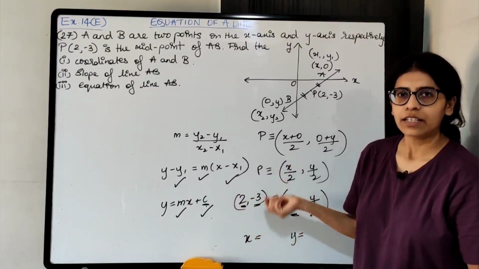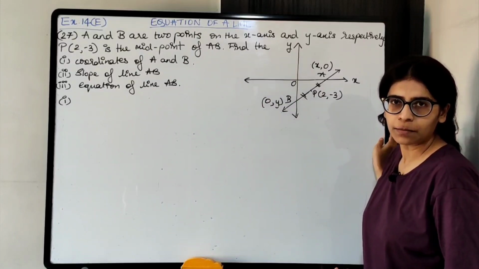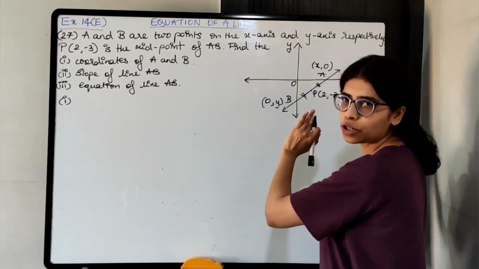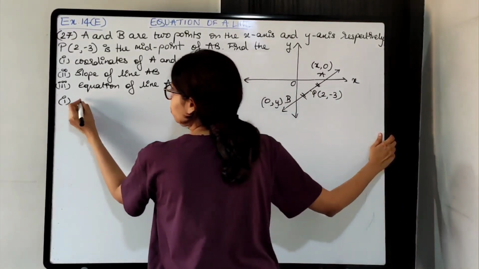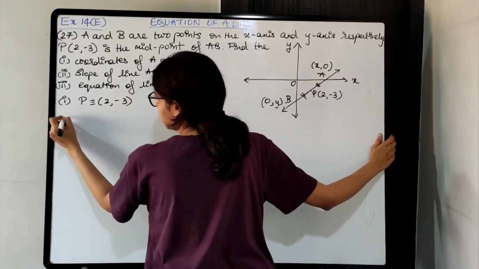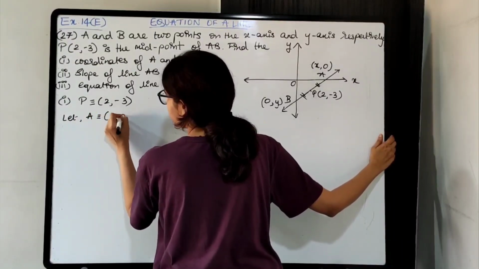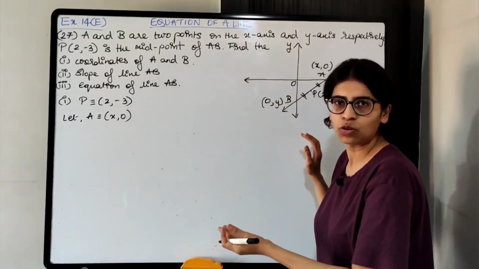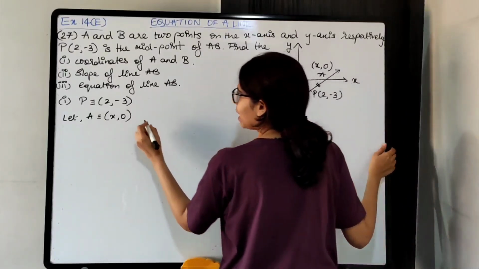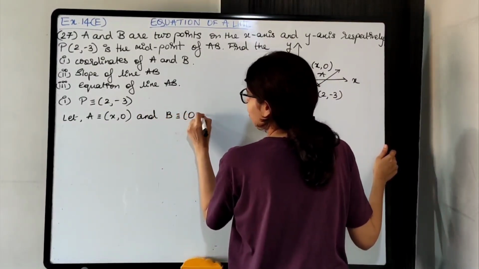Okay, so let us solve now. First we'll find the coordinates of A and B. So write down the coordinates of P first. So P is 2, minus 3. Let A be x, 0. y coordinate 0 होगा because it is lying on x axis and B का x coordinate 0 होगा because it is lying on y axis.